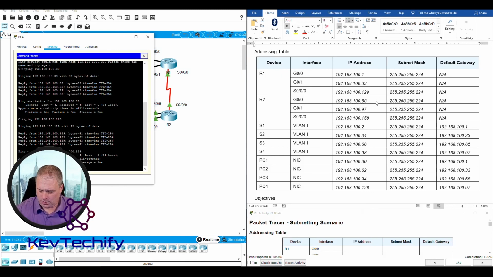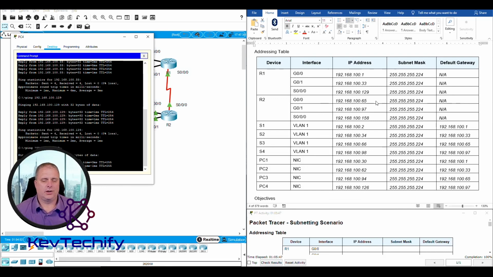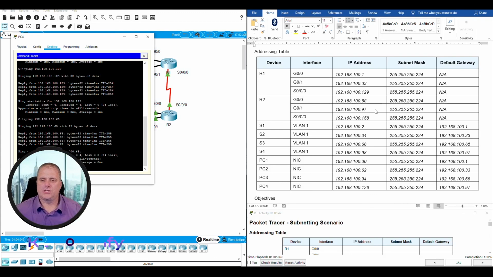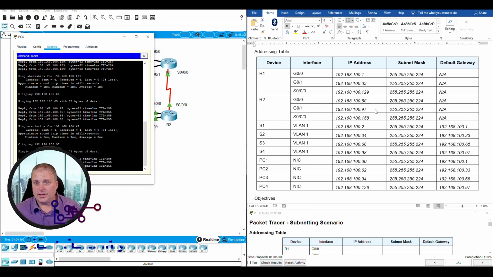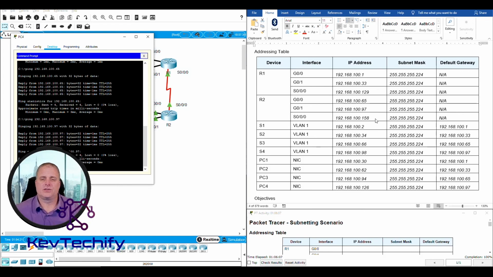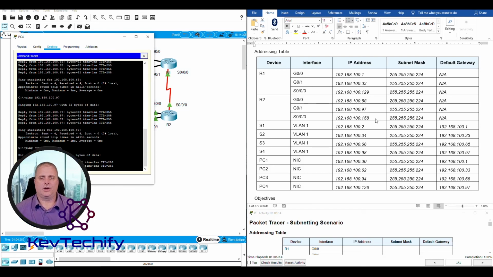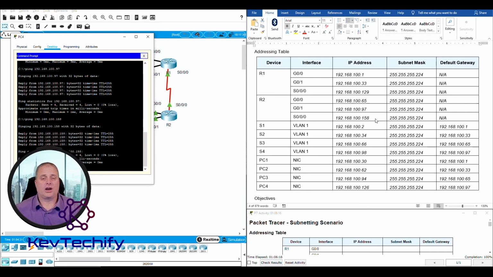Now we'll start pinging R2. Ping 192.168.100.65. There you go. That one works. Now we'll ping the gig 0/1 interface. Ping 192.168.100.97. There you go. That's working. And now we'll ping the serial 0/0/0 interface on R2. Ping 192.168.100.158. There you go. We have now successfully pinged R1 and R2.